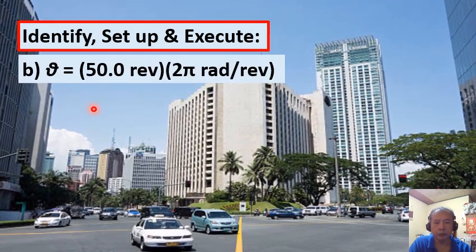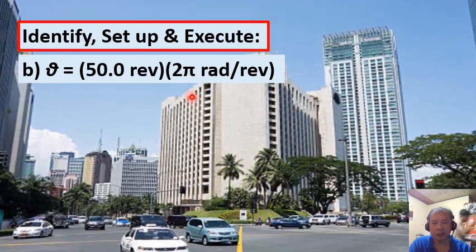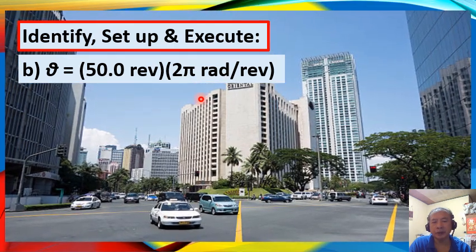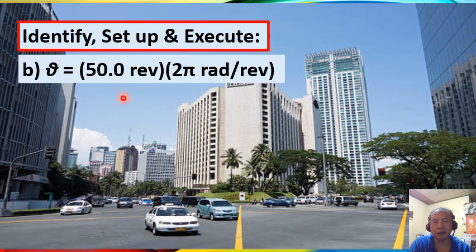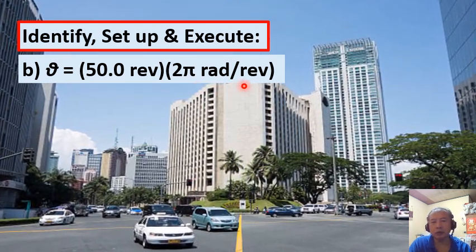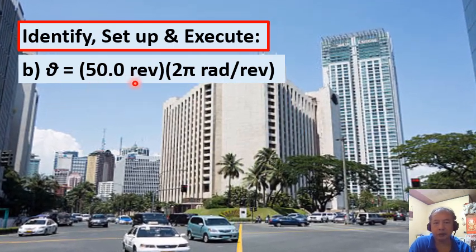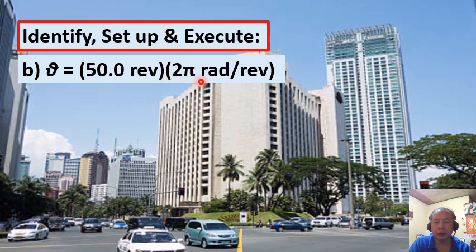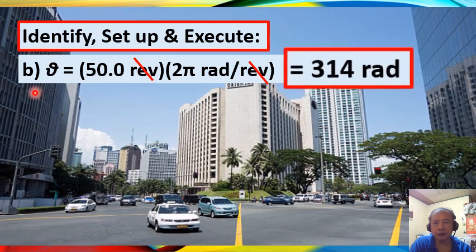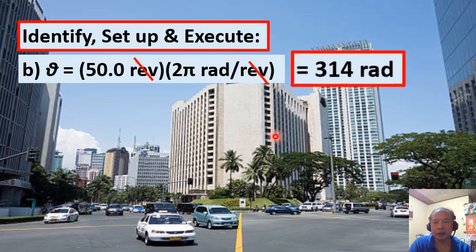In part B, we are asked to determine the angular displacement theta through which the centrifuge rotates before coming to rest. Since we are given already the angular displacement but expressed in revolutions, all we need to do is convert it to radians. That is 50.0 revolutions multiplied by 2 pi radian per revolution. That is, the angular displacement theta is equal to 314 radians.